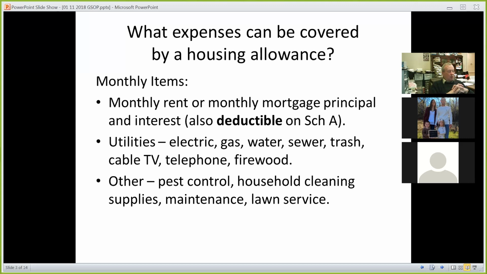Other things that are normal issues around the house: pest control, household cleaning supplies, maintenance for the house or the yard, any lawn service you have. When I talk household cleaning supplies, that's anything that you buy: a mop, a broom, a Comet cleanser, Windex, shower stall spray. Whatever you're using as household cleaning supplies would be qualified under housing allowance, or to be covered by your housing allowance.